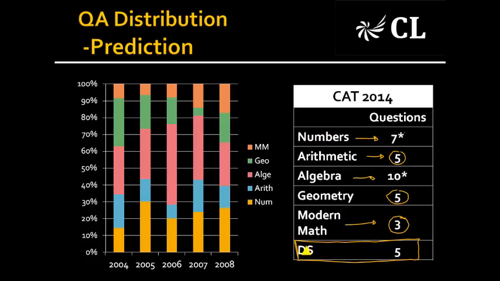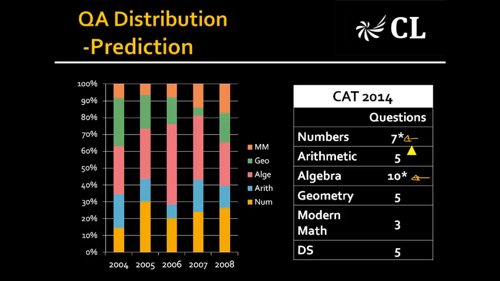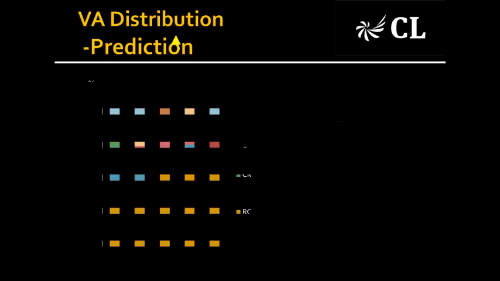Now data sufficiency will use one of these concepts, but I kept it separately because the way in which you answer data sufficiency questions is very different from how you answer the other problem solving questions of mathematics. So I think the critical areas would be algebra, numbers, and a lot of people will be happy to see questions from arithmetic.